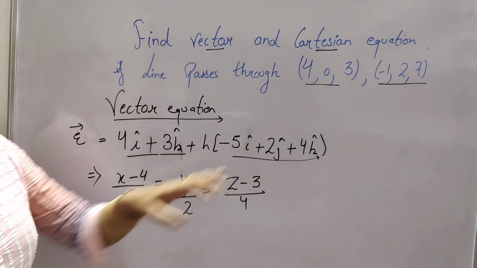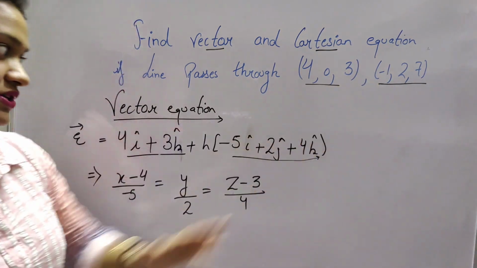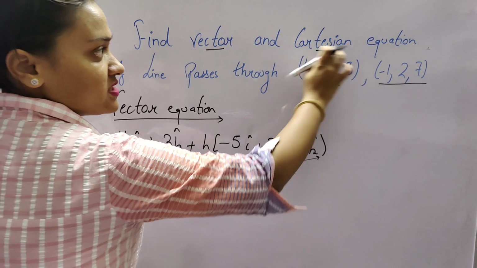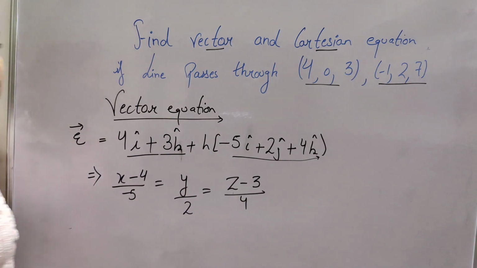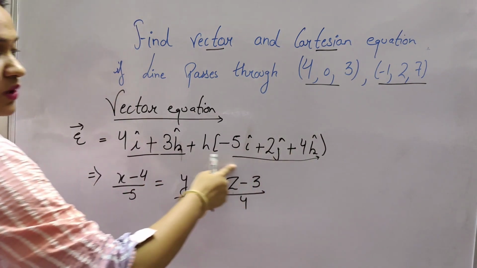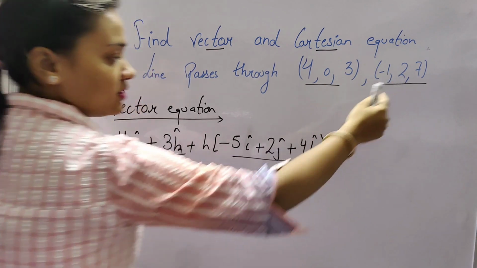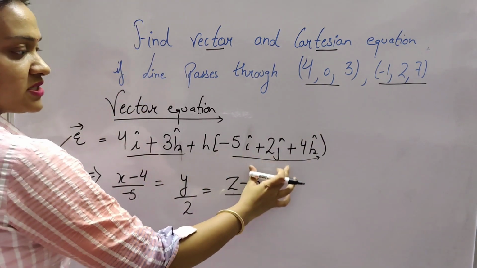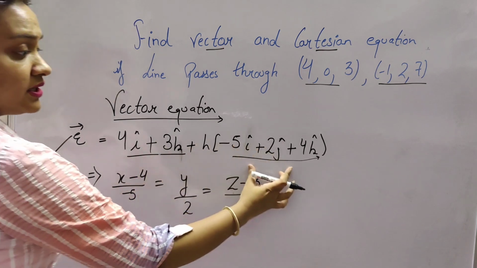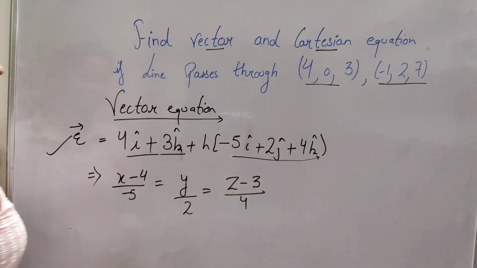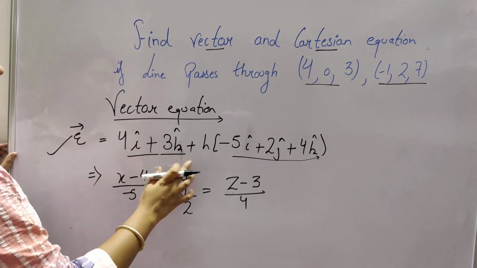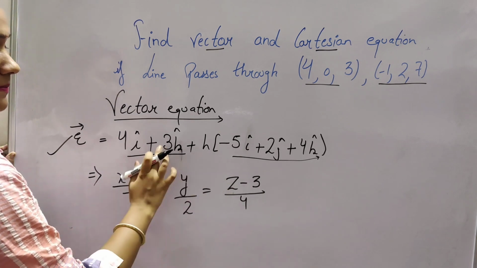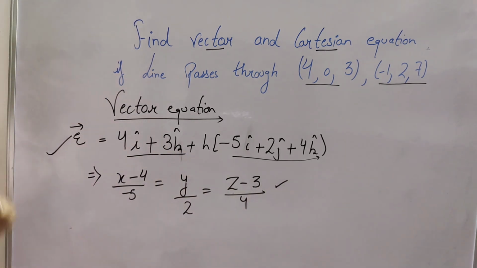What we have done is write these two points which are given in the question. Firstly we took the first point as the position vector, and for the direction ratios we subtracted the points. Now just putting these in the Cartesian equation, which is x minus 4 upon minus 5, y minus 0 because there is no j here, upon 2, z minus 3 upon 4. This is the Cartesian equation formed from these two points.